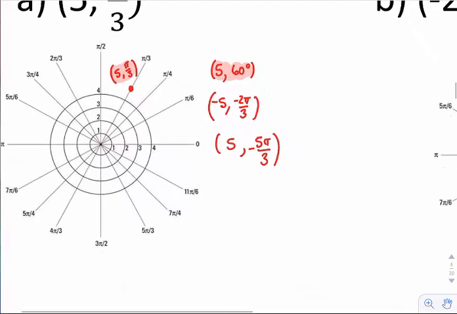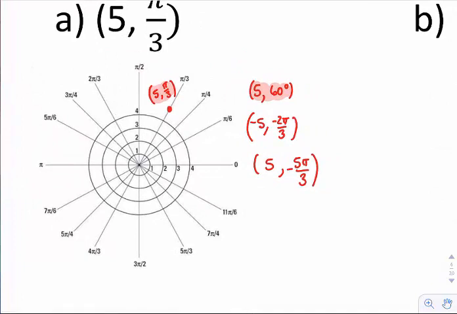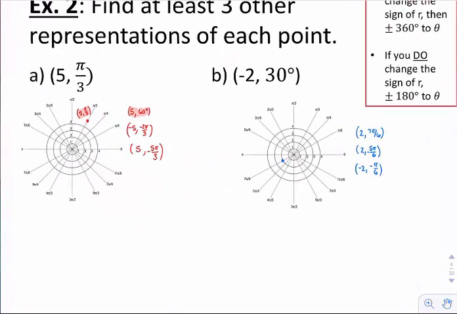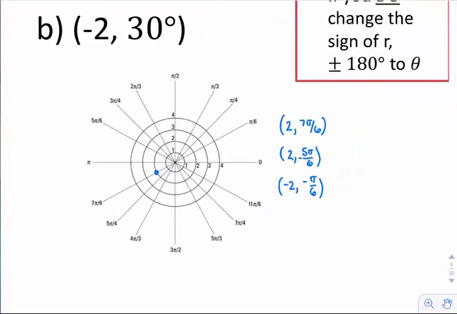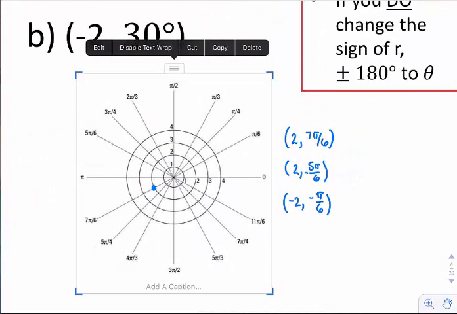That puts you right there. The next one is -5, -2 pi over 3. So I'd be going out here, and you want to go in a clockwise direction to get to 2 pi over 3, and that would put you at that point as well. And then you have going out 5, and then -5 pi over 3 is clockwise, so that puts you around the long way. And again, all these are going to get you to that same point. The next one, you come over to -230. I went and plotted that point first.